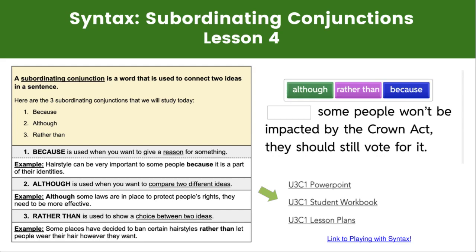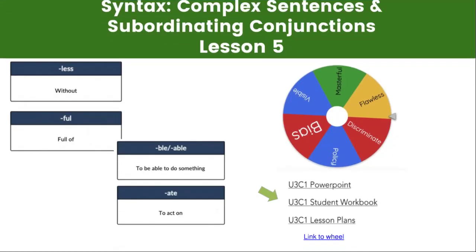Then you'll jump to lesson 4, where you're again reviewing subordinating conjunctions, although rather than because, and students get to select which subordinating conjunction really fits with the sentence and what makes the most sense. And something that supports lesson 4 is lesson 5, where they get to create complex sentences as well as use the subordinating conjunctions to better support their understanding. And this is all found in the student workbook.